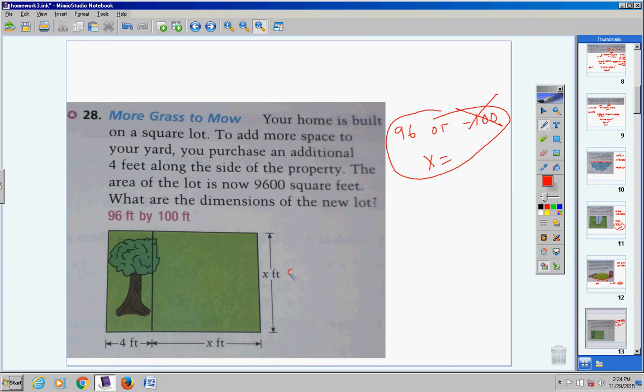For x right here, I'm going to put 96. And don't forget the length of this whole side was 4 plus x. X is 96. 4 plus 96 is 100. So the length of the property from here all the way over to here is going to be 100. And that totally makes sense because 100 times 96 gives you an area of 9,600. So it does make sense.